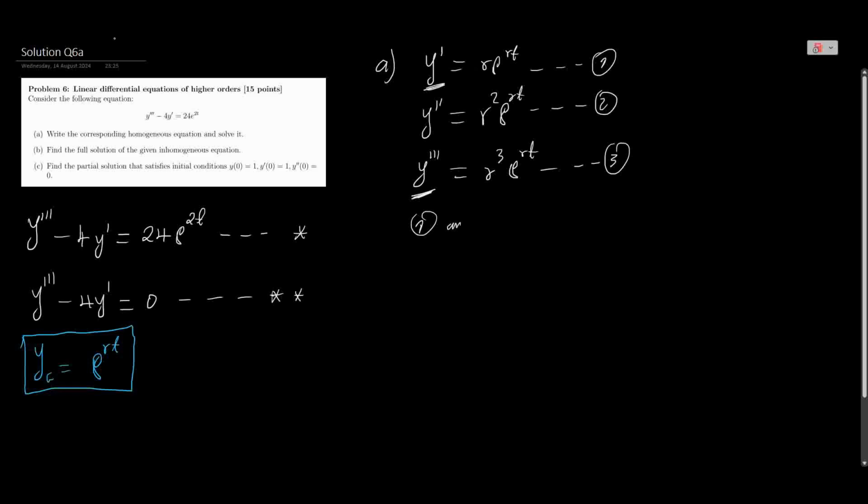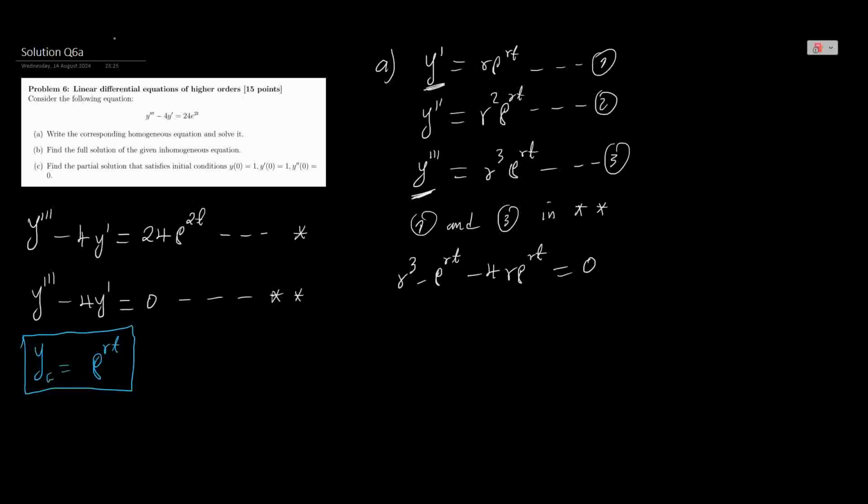So equation 1 and equation 3 in our double star, we're going to have r cubed e raised to the power rt minus 4 times equation 1, which is r e raised to the power rt, now equal to 0. So to better represent this, it is r cubed multiplied by e raised to the power rt. Good.